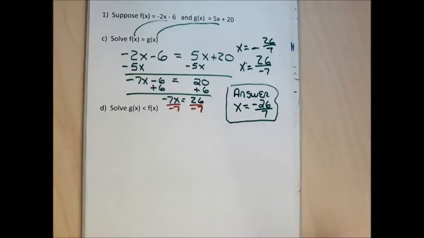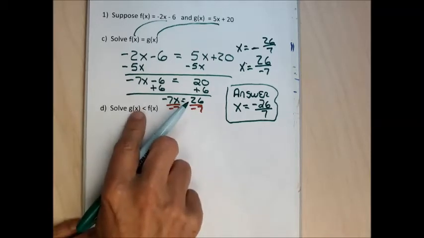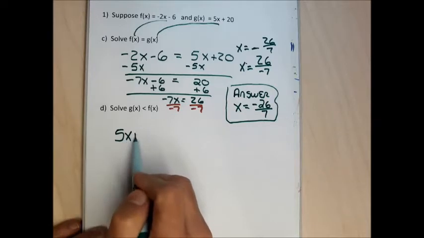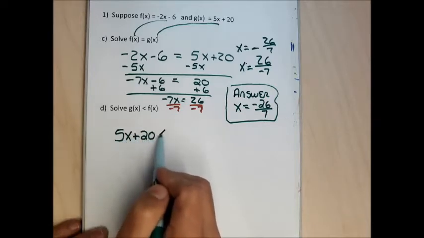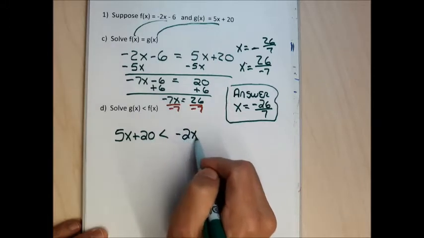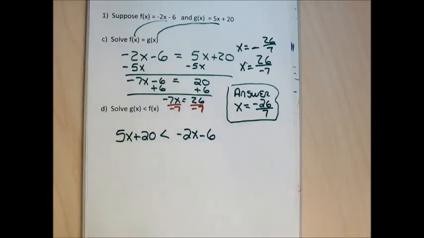Part D has an inequality, so I have to be worried about flipping the sign. On the left-hand side, for the g of x, I'm going to put the 5x plus 20. For all the parts of number 1, I'm just replacing the function symbols with what they're equal to, and then doing the algebra to isolate the x. For part D, I'm going to do similar algebra.